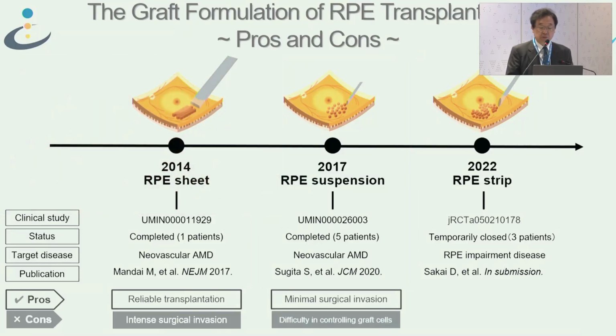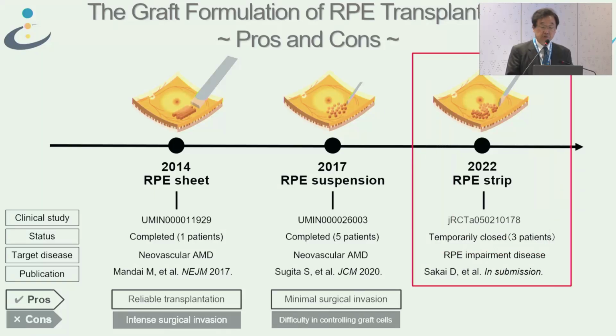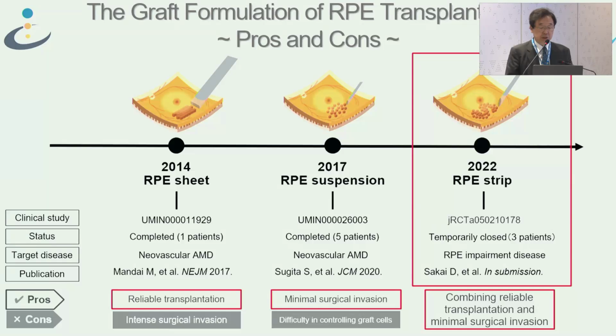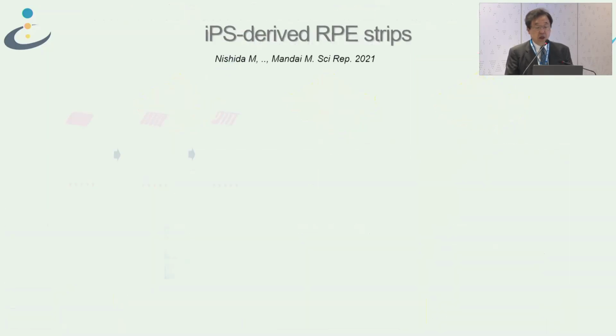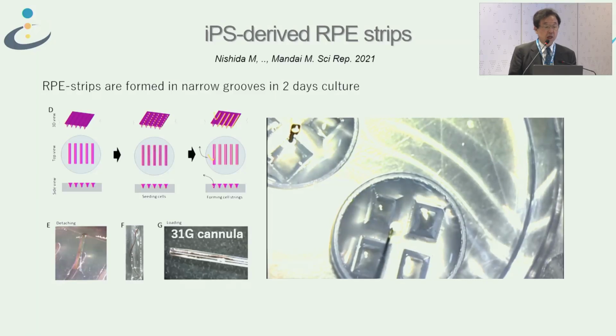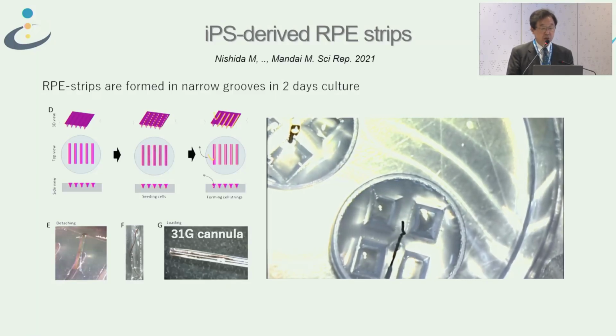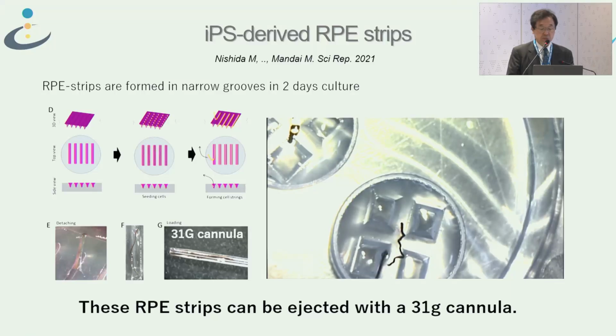Then we developed a new graft formulation, that is RP strips. This method combines the advantages of RP sheet and RP suspension, which means reliable transplantation and minimal surgical invasion. What are RP strips? RP strips are formed in narrow grooves in 2 days of culture. And these RP strips can be ejected with a 31-gauge cannula.